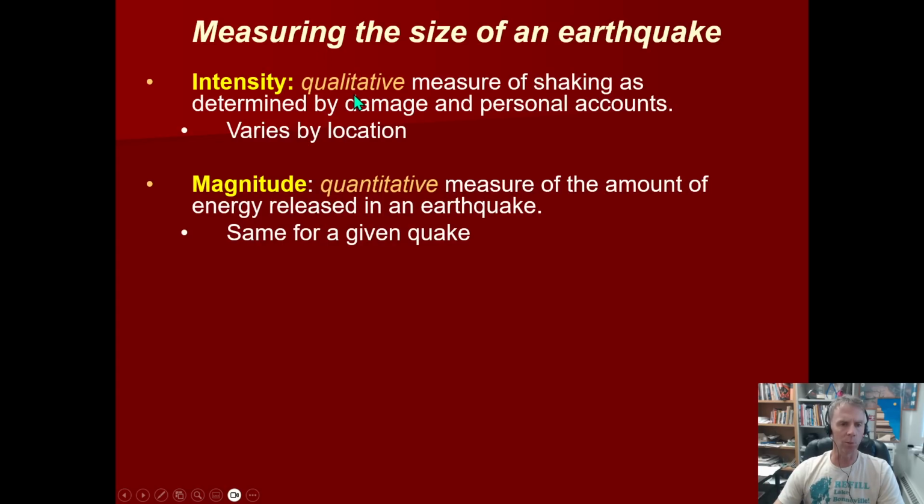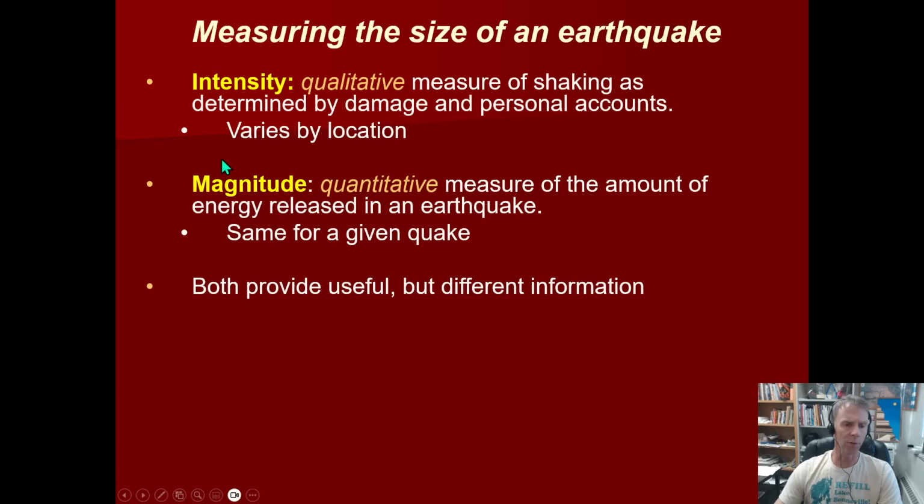But the difference here is one is based on location, people's accounts, damage, more of the human element, if you will. Magnitude is purely math and science. We're just looking at how much energy the earthquake released, and so that typically will not change. So if the earthquake was magnitude 6.2, doesn't matter where you are, it's a 6.2 earthquake. Okay, now if you're further away from the earthquake, you might be feeling less of the earthquake's effects, but the magnitude is a specific number for that given earthquake. So both of those are helpful. They both provide useful information, but it's just different.